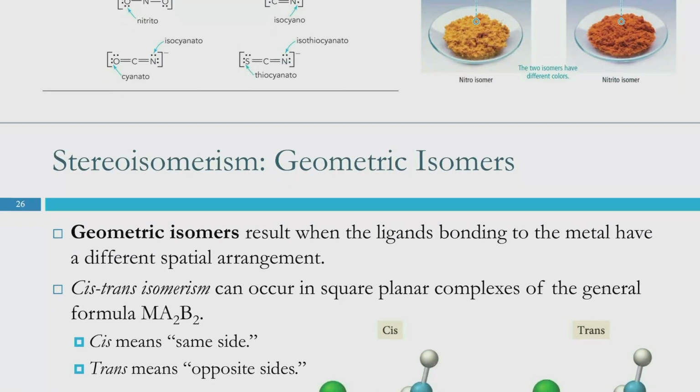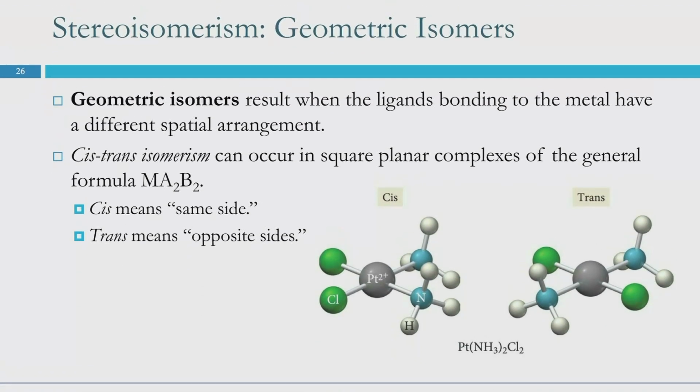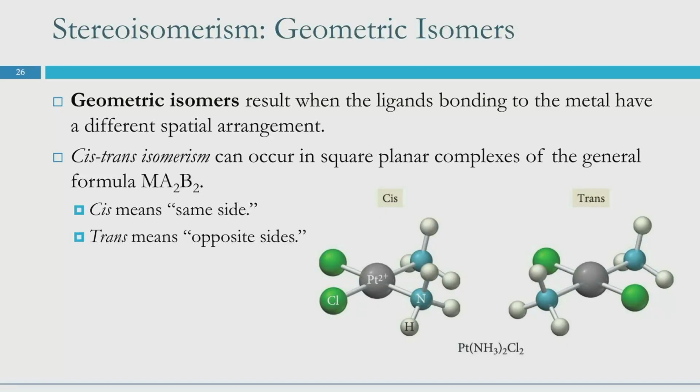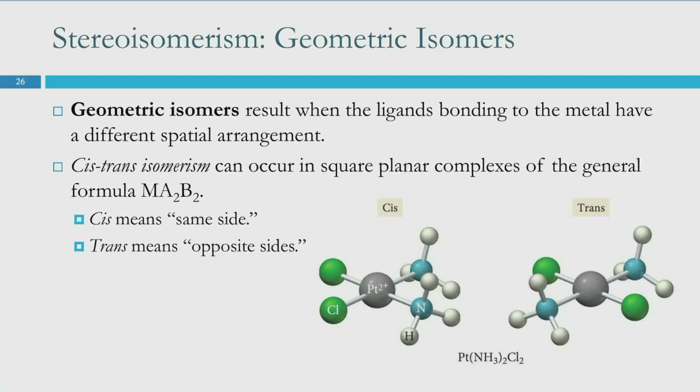Okay, stereoisomers, which I think in many ways are easier, probably because some of these terms also show up in organic chemistry. So we can have geometric isomers. So these have different spatial arrangements, different geometries. So cis-trans isomerism can occur in square planar complexes. So cis means same, trans means opposite.